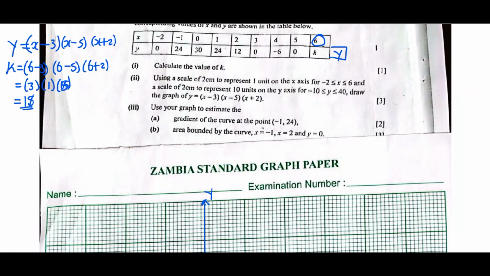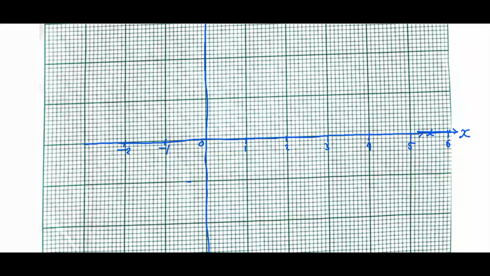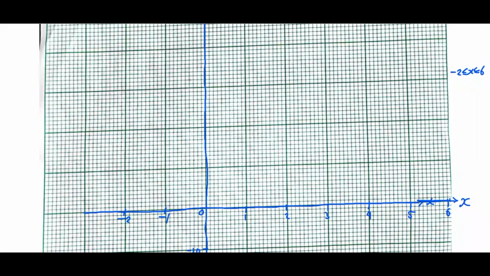Then for the y it is -10 to +40. So it's -10 here, -20. We can add. Then we have 10, 20, 30. We have our 40.